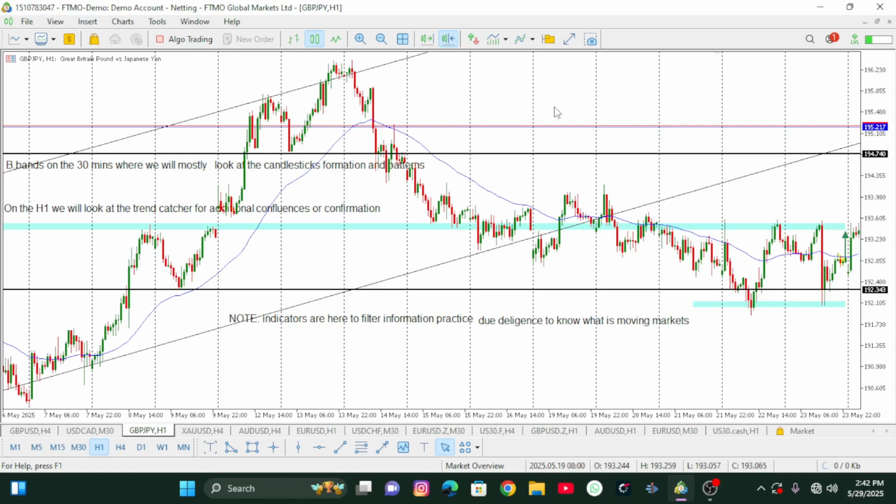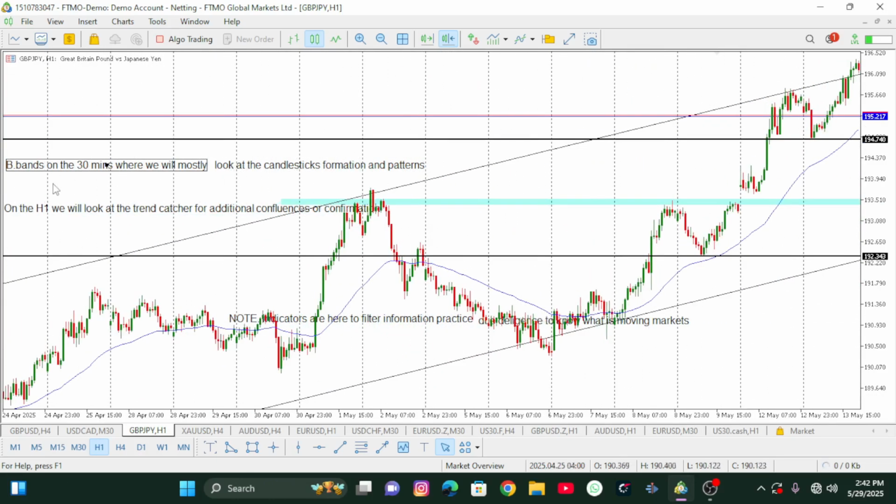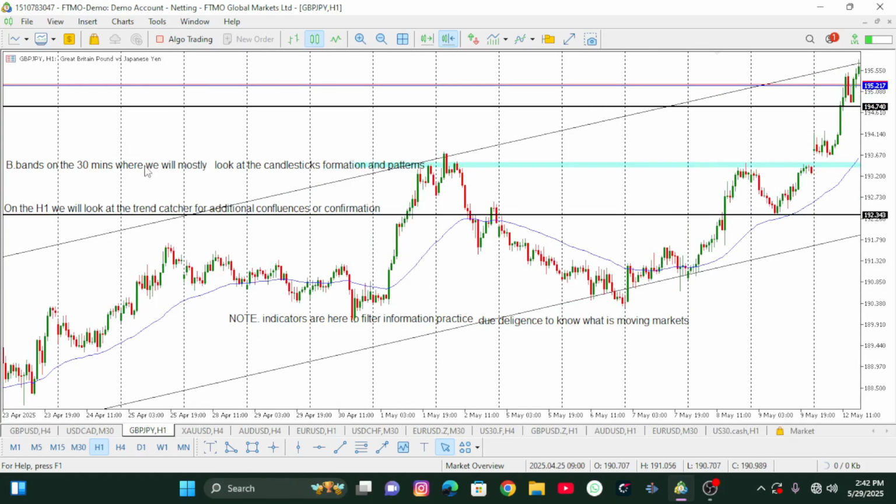Now, after we have determined whether the trend is on a strong upward push or a strong downward push, then we'll switch to the 30 minutes time frame, where we'll use the Bollinger Bands. Bollinger Bands mainly show the volatility, and also they show zones or places of support and resistance.